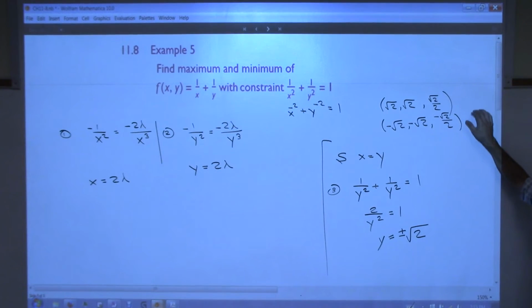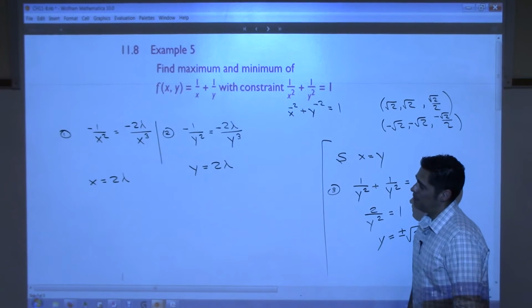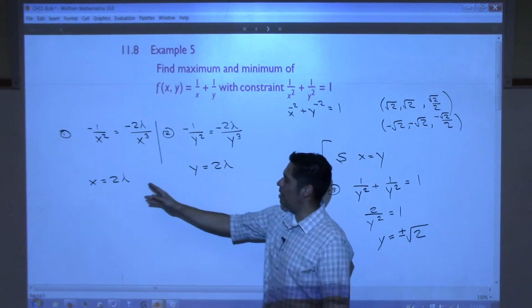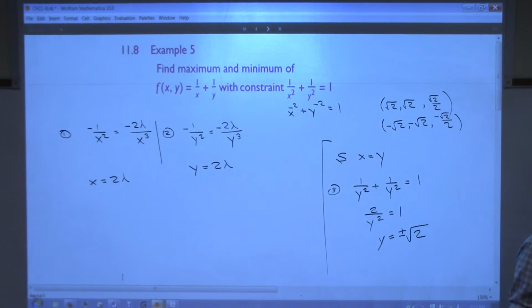Any questions? Is there anything else I should do that's going to give me anything different? I don't see anything else, right? I mean, if I solved these both for lambda, I'd get x over 2 equals y over 2, which is still x equals y. I think we've covered it. Well, this one looked bad in the beginning, but it's turning out to not be that bad. We all right? Let's go for it.